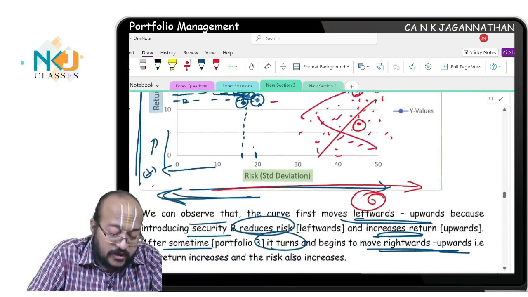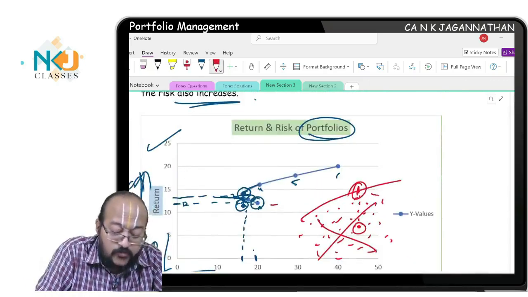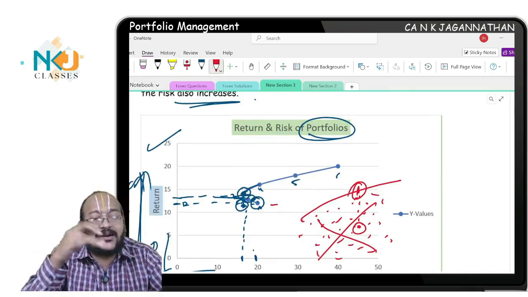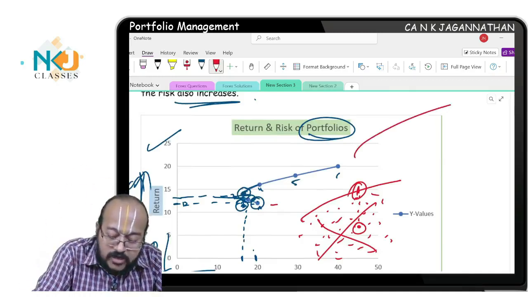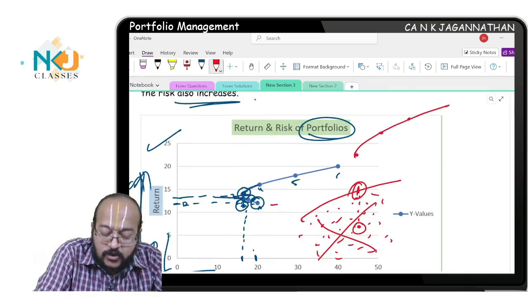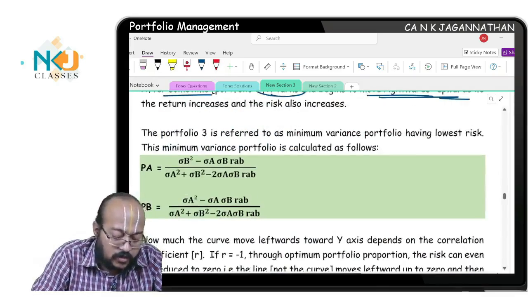This is called as efficiency frontier. This frontier has 4, 5, 6, 7 alone. Portfolio 1 and 2 are inefficient, you will leave them. The curve which consists of only efficient securities is called as efficiency frontier. Are you listening? Okay, notes I have given.